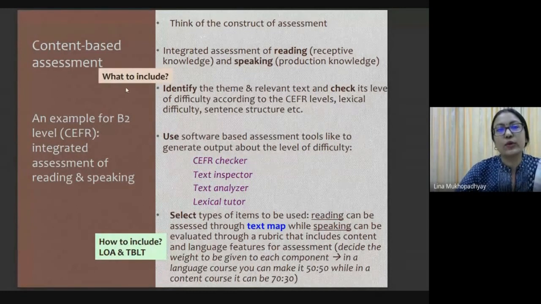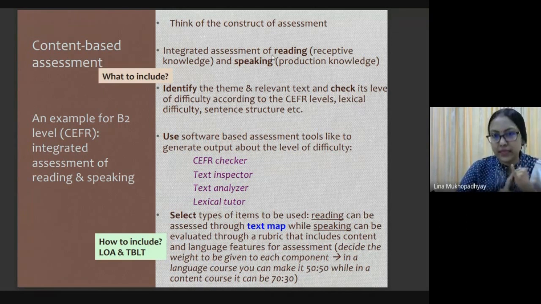Okay, so first let us look at what to include. Right? So we have to think of the construct of assessment, or what to include, how to operationalize it. So integrated assessment of reading and speaking. I'm not looking at writing, I'm not looking at listening, I'm not looking at vocabulary, but I'm looking at a receptive skill, reading, and a production skill, speaking. And these are related to the curricular needs of the learners, that they need to read a lot of academic texts, they need to participate in discussions, they need to participate in certain presentations and things like that.